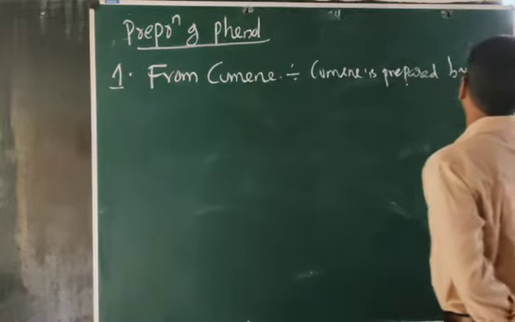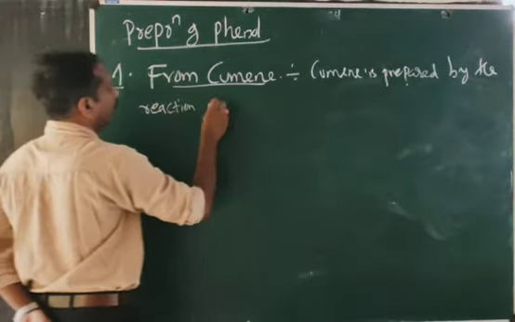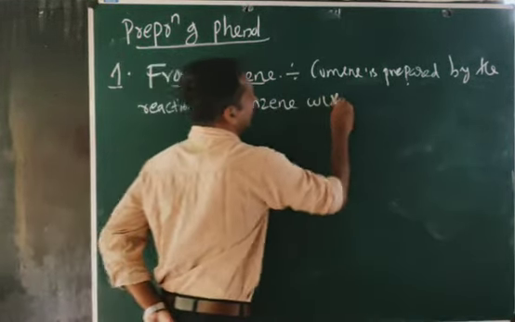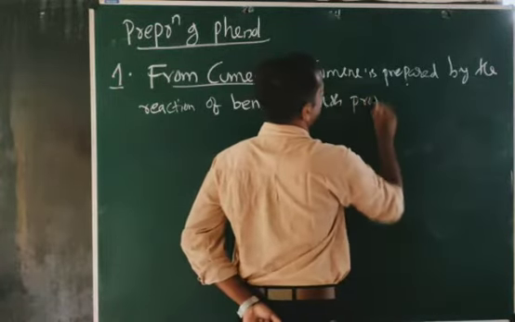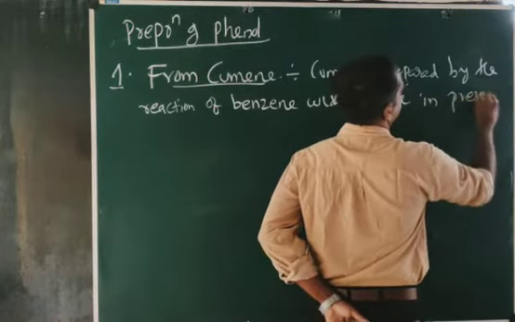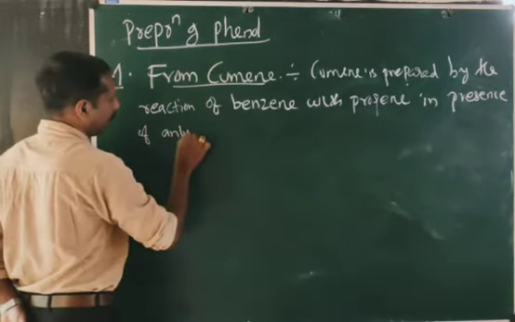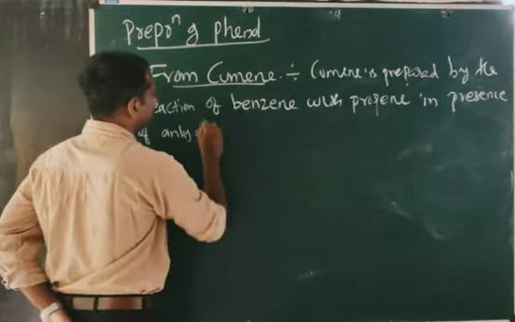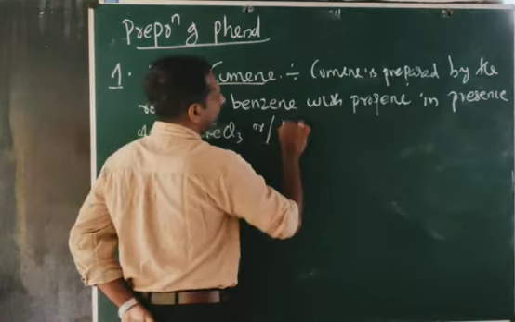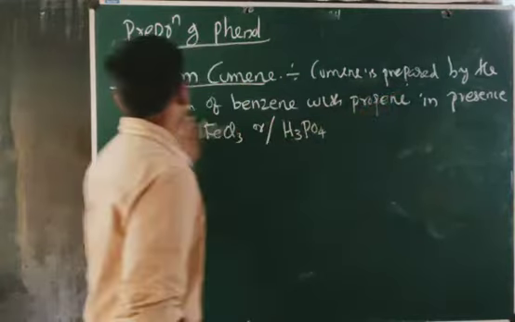Cumene is prepared by the reaction of benzene with propene in presence of anhydrous FeCl3 or in presence of phosphoric acid, H3PO4. So how is cumene prepared? Cumene is prepared by the reaction of benzene.